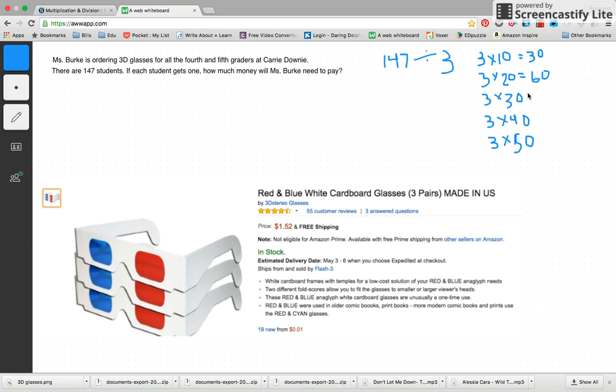3 groups of 30 would be 90, and all I'm doing is counting by 30. So it would be 30, 60, 90. So if I were to do 3 groups of 40, it'd be 40, 80, 120. So I'm getting closer. And then 3 groups of 50 would be 50, another group of 50 would be 100, then 150.